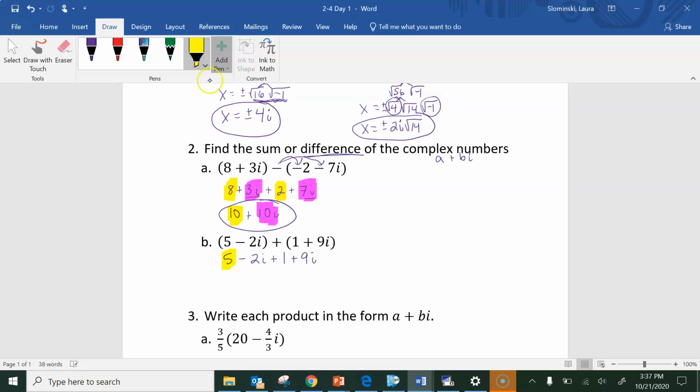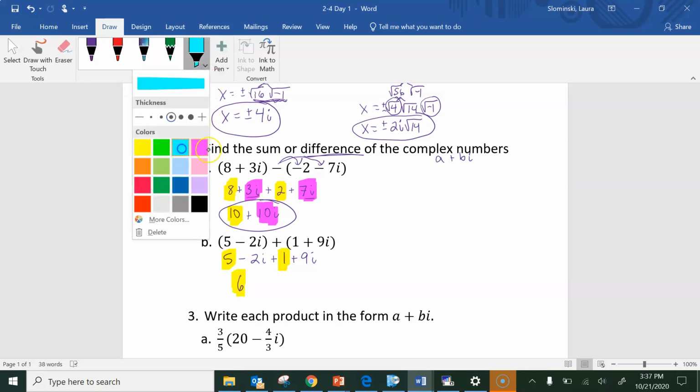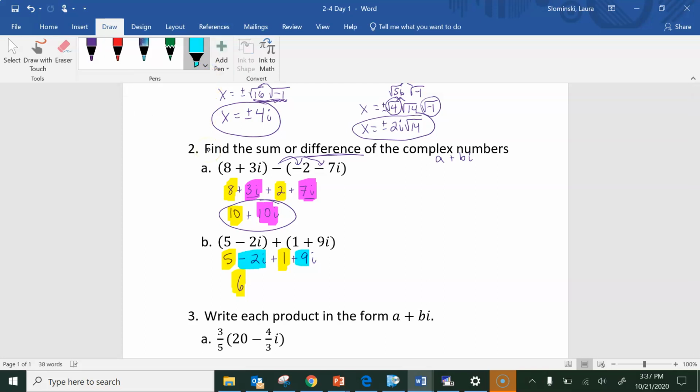Okay, so once again, I do the 5 plus the 1, and I end up with 6. And then I would take the -2i plus 9i, which would be plus 7i. So that would be my answer there. So it's very much like adding like terms. Instead of things having x's attached to them, if they have an i attached, you combine them.